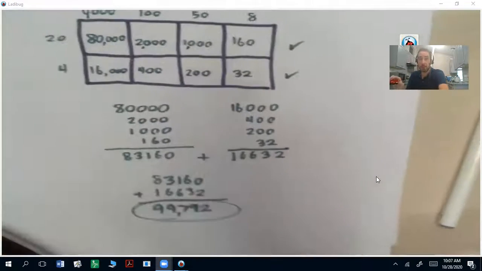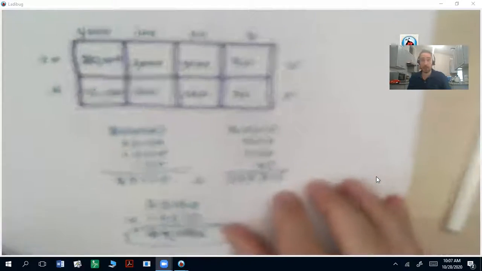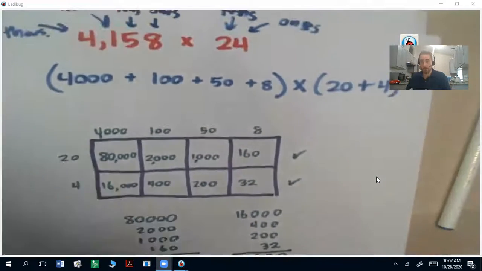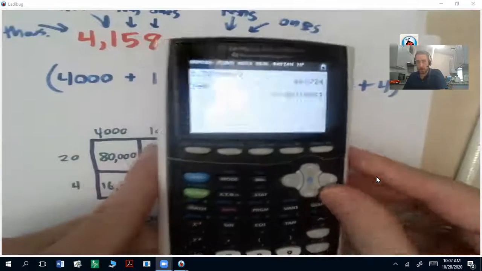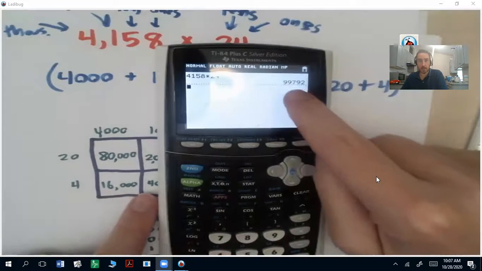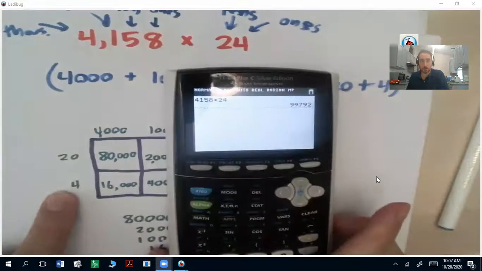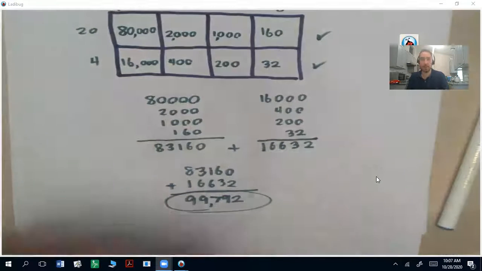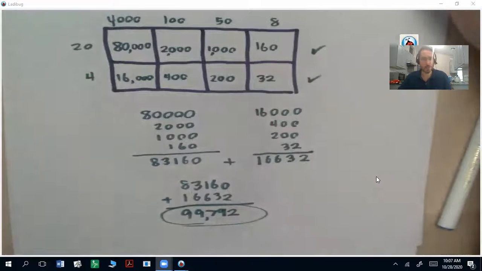Now, as an adult with access to a calculator, I always check my work. If you don't have access to a calculator in school, then make sure you follow these steps to check your work. So if I'm going back up here, I have 4,158 times 24, 99,792. Voila! That's how you do it. I hope that was helpful for you.